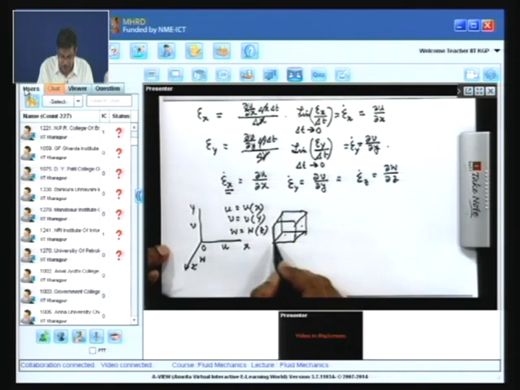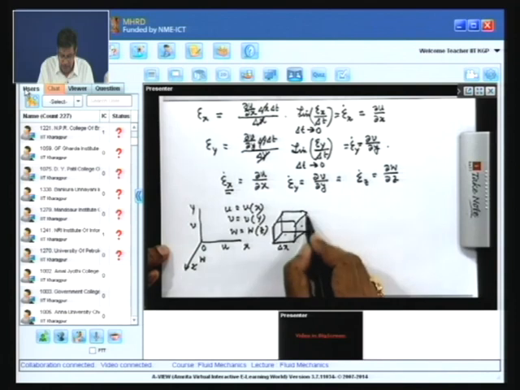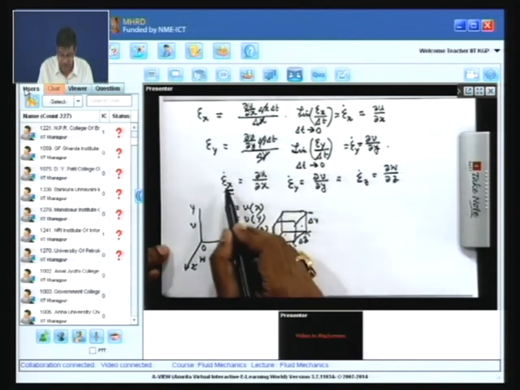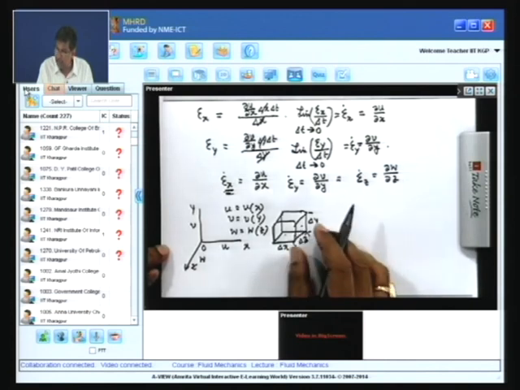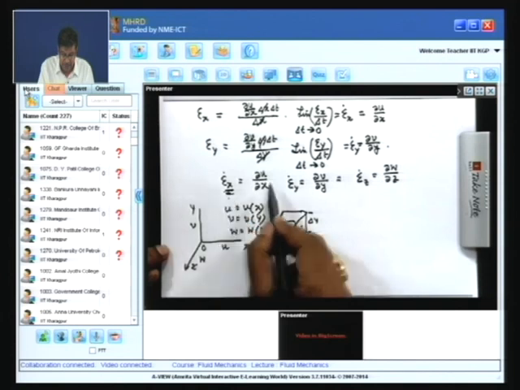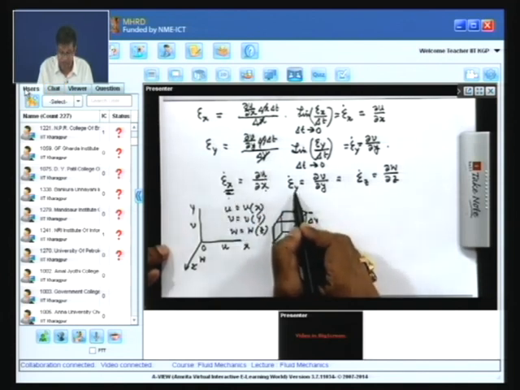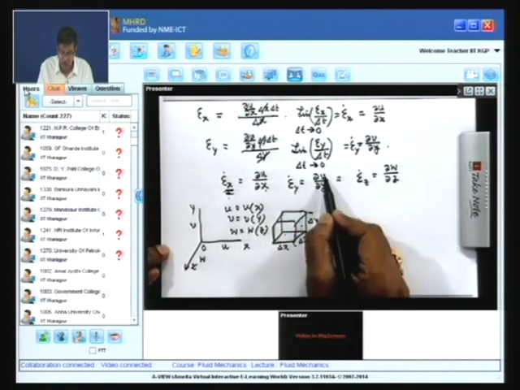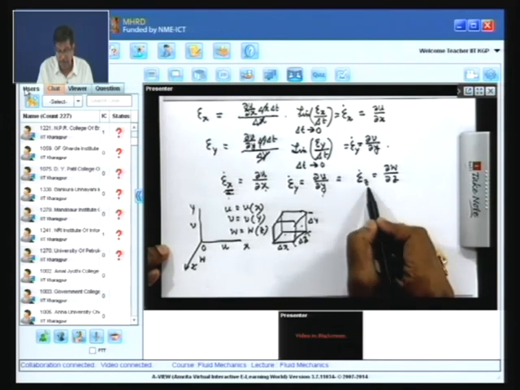All the faces move parallelly, but the linear dimensions del x, del y and del z get stretched, and this stretching is expressed in terms of the linear strain rate. That means the elongation per unit length per unit time. The rate in the x direction is the velocity gradient of u with x, del u del x. In the y direction, the linear strain rate is the velocity gradient of the y component with y, del v del y, and similarly epsilon z is del w del z.